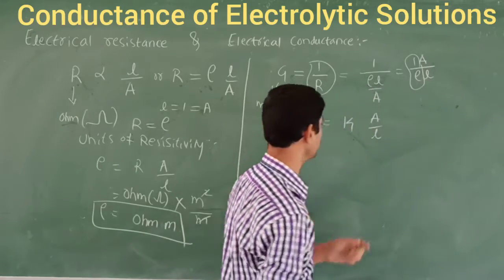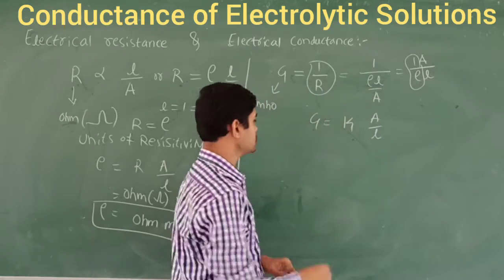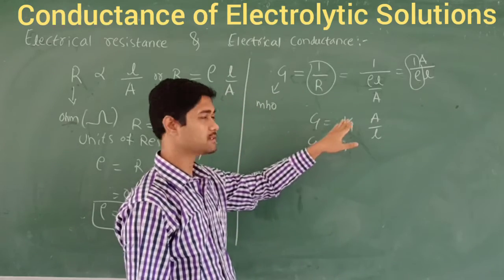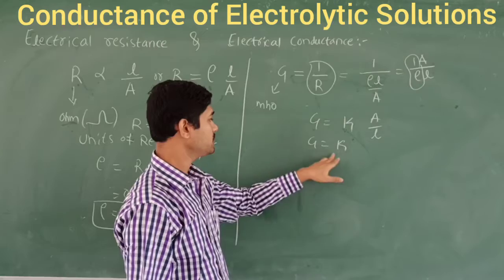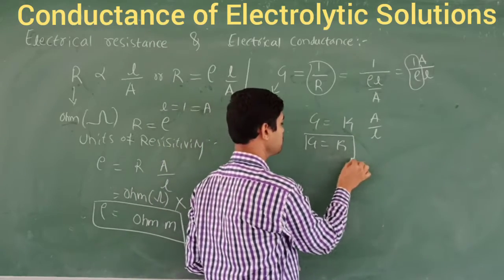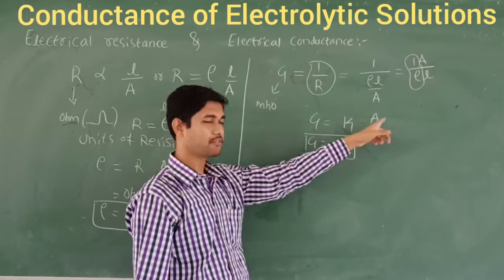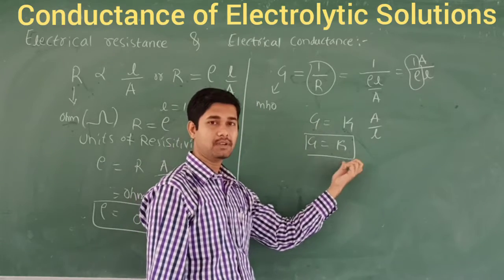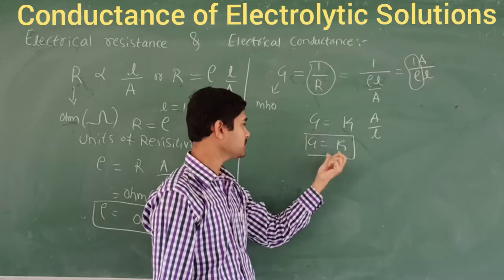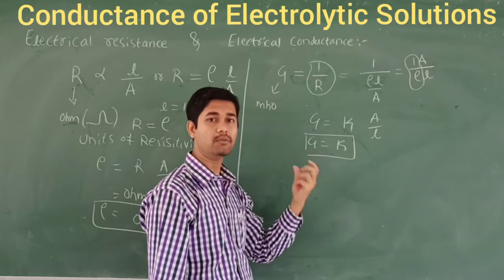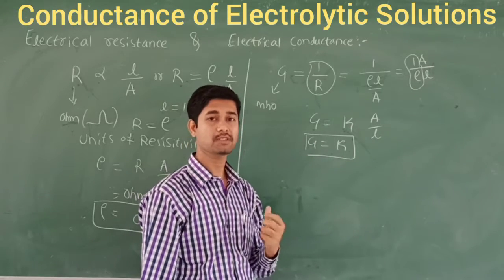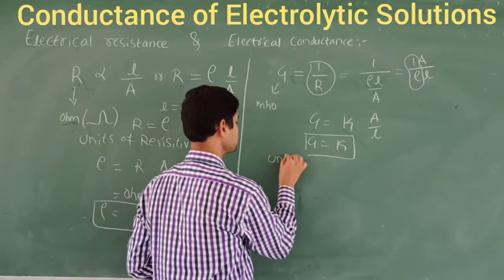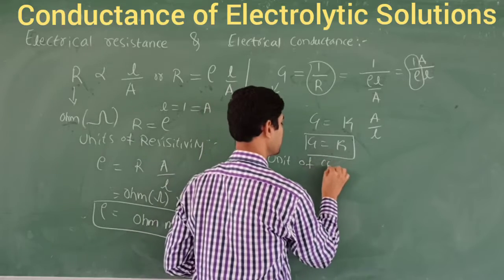So G is equal to K into A by L. When G is equal to K, this is called the conductivity, or we term it the specific conductance. G is equal to K when the area of cross section A is equal to 1 and the length is 1. So the conductivity of a substance is nothing but the conductance when it is 1 meter long and its area of cross section is 1 meter square. So let's find out the unit of the conductivity.